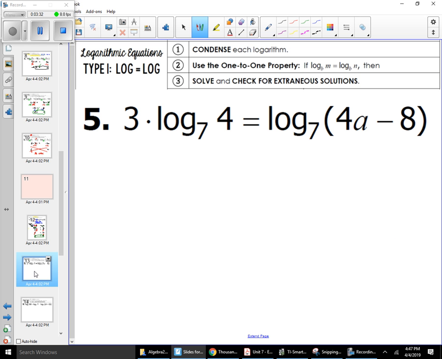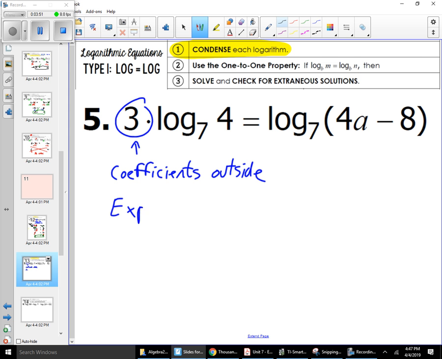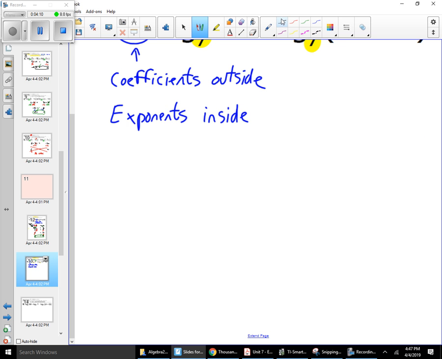Let's also take a look at an exponents example. Again, step 1 is to condense, and it's important to remember this property. Coefficients outside become exponents inside. So that 3 is going to become an exponent on the 4. Note that I have common bases. Both of these logs are a base 7. So we're good to go ahead and set up the equation.